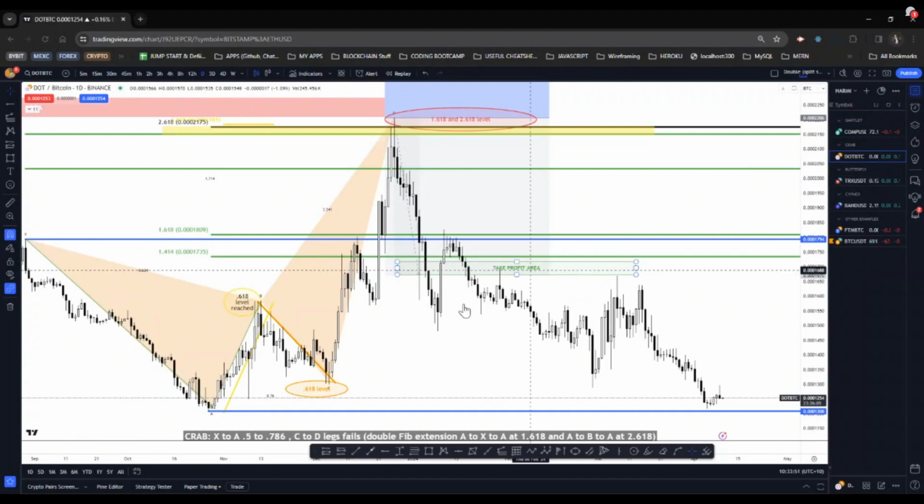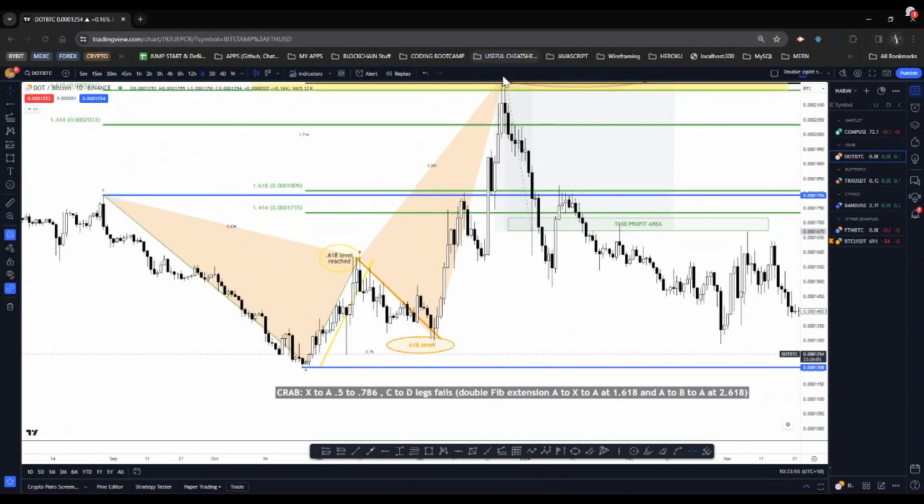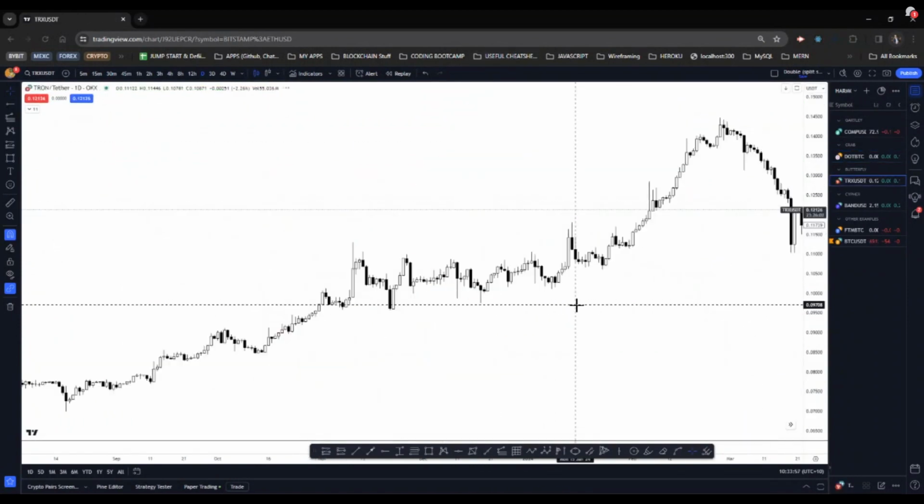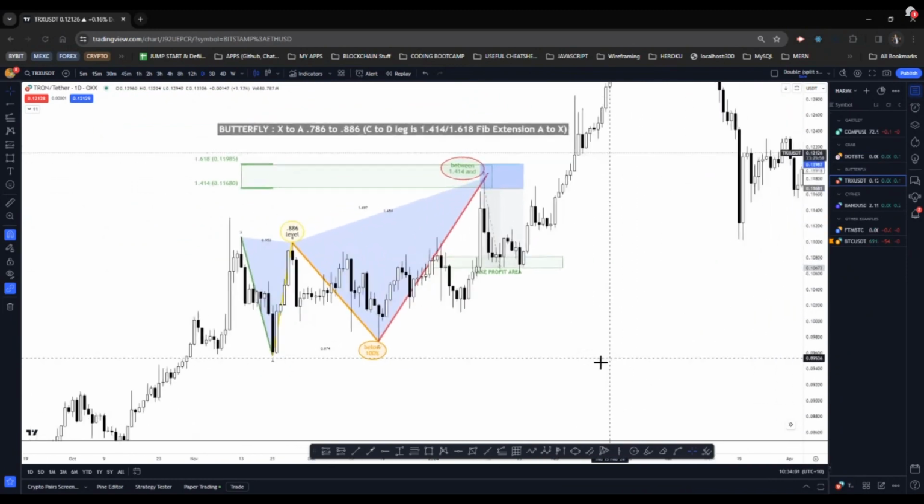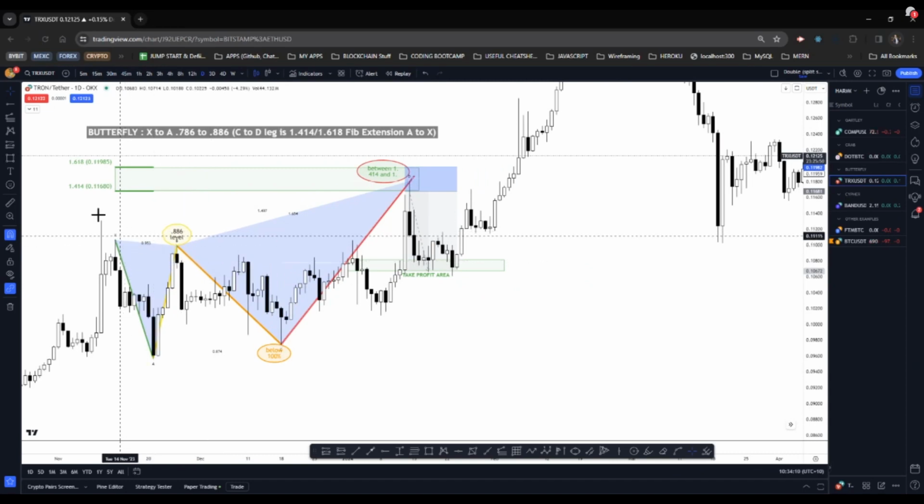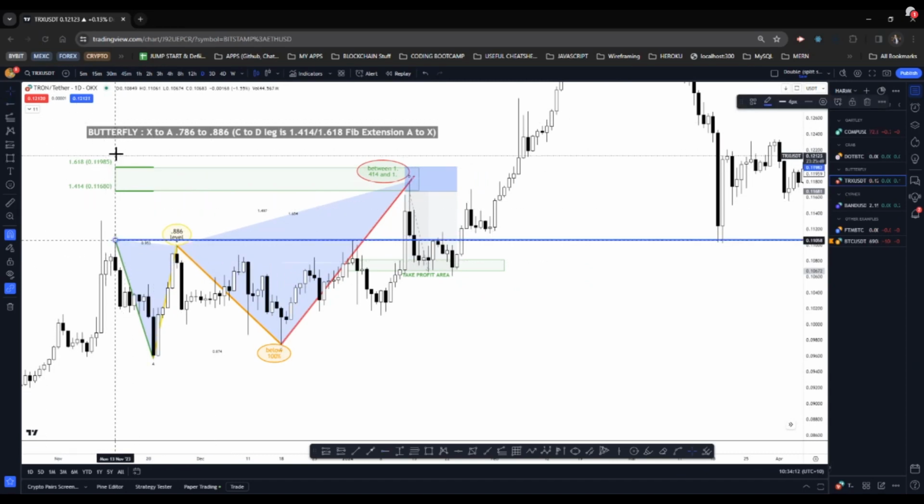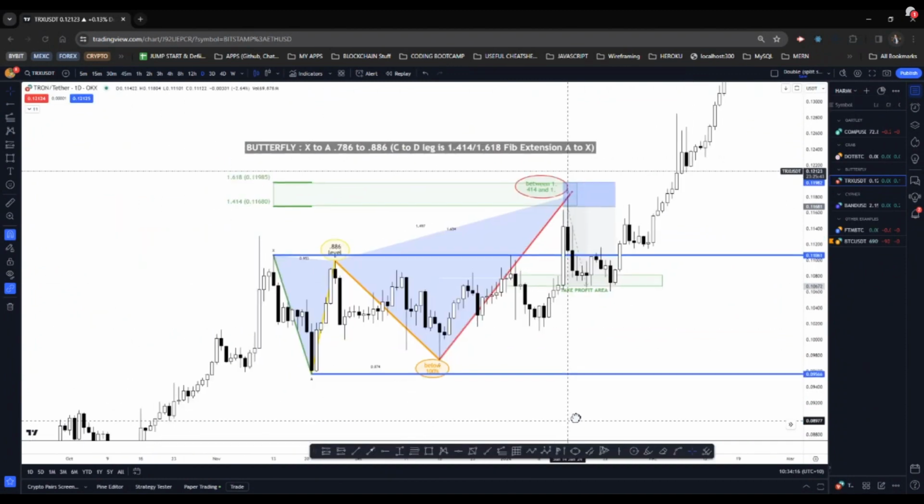Next is the butterfly. The butterfly pattern is a failed pattern again, but this time it doesn't fail up or down. I'll show you where it does. It fails in the sense that it goes above the 786. Remember that so far we have played within the 50% to 786 of the X to A range.